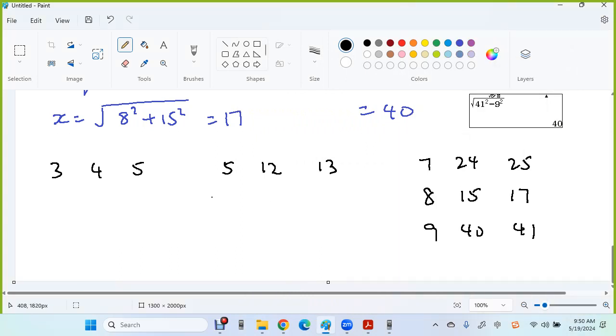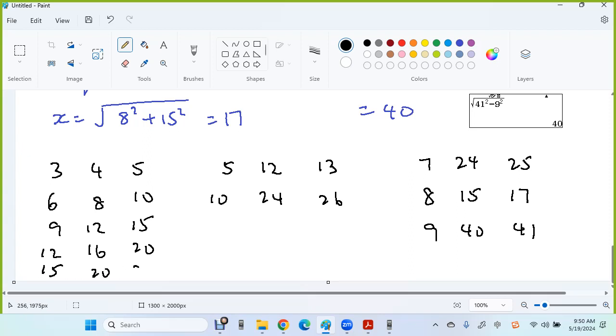So 2 times 5 is 10, 24, 26. We have 6, 8, 10, 9, 12, 15, 12, 16, 20, 15, 20, and 25. So these are the Pythagoras triples.